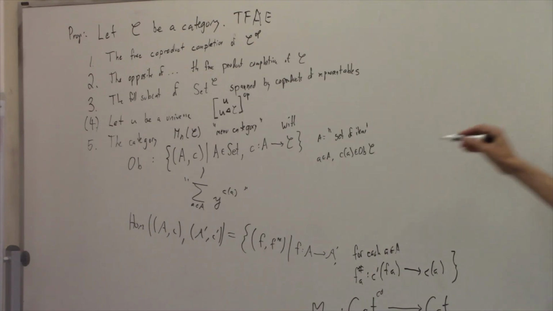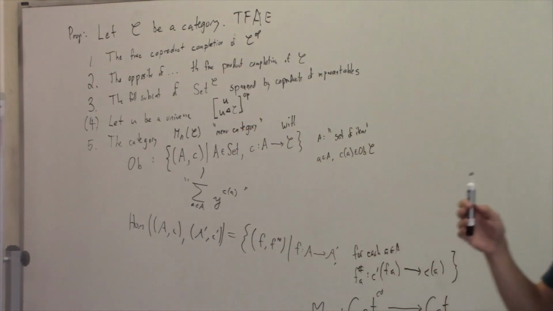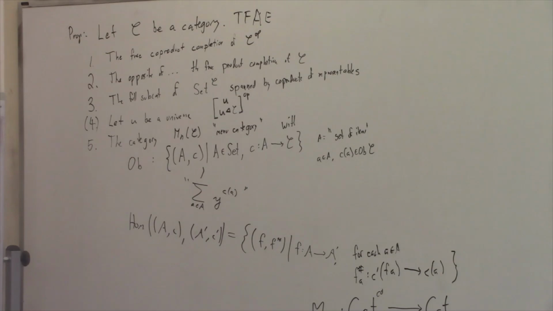If we had some U here, it would be the size of the universe. Maybe these are all the countable sets, or maybe these are all the finite sets. But if U is the universe of discourse at all, then this would be Set. And then menu of Set is Poly. It's the free coproduct completion of Set op.